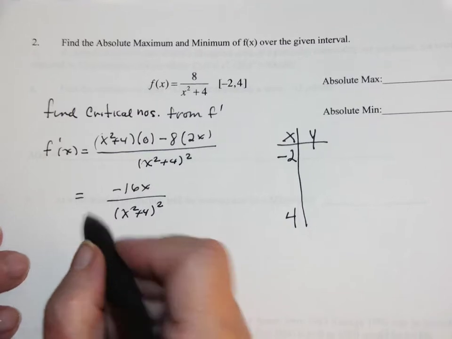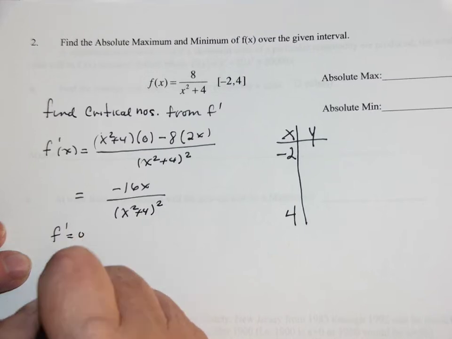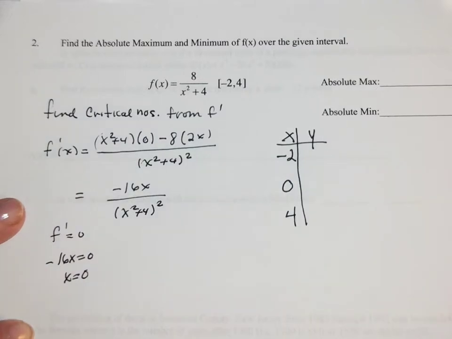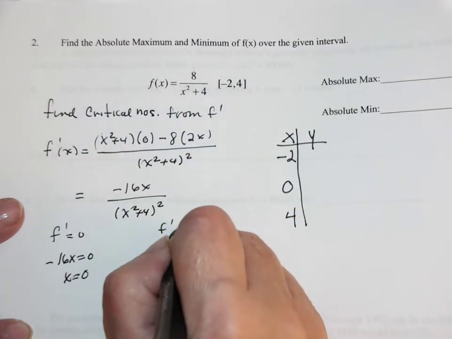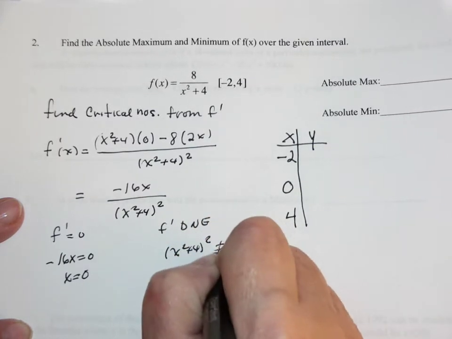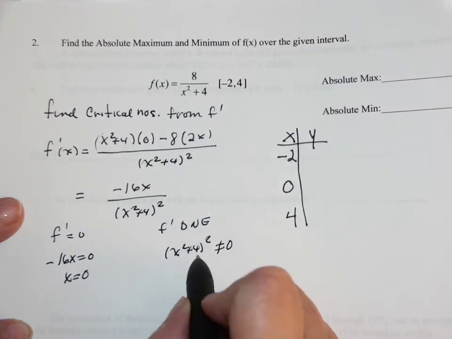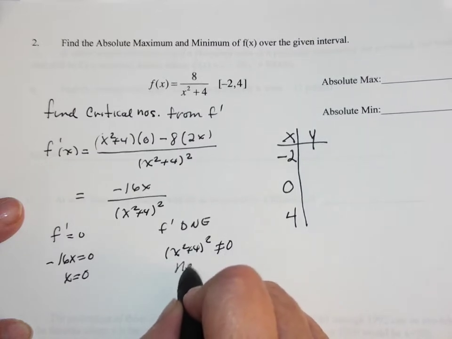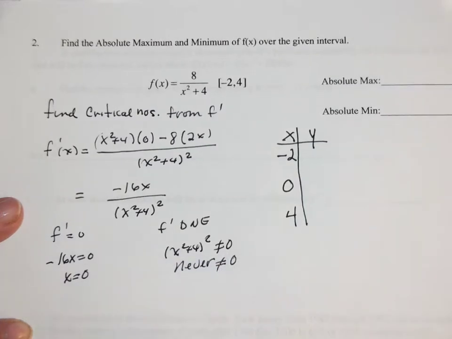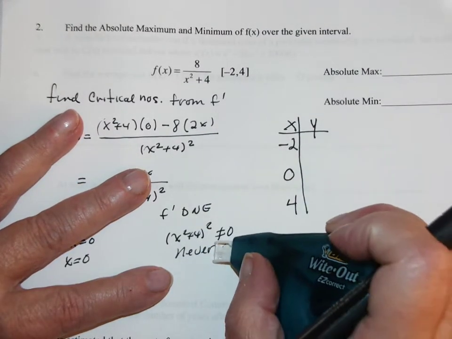So to find the critical numbers, I want to know where f prime equals 0. That's where -16x equals 0, or x is 0. It's in my interval. And where f prime does not exist, this is where x squared plus 4 squared can't be 0. Well, x squared is a positive number, 4 is a positive number. X squared plus 4 can never be 0. So it can never equal 0.